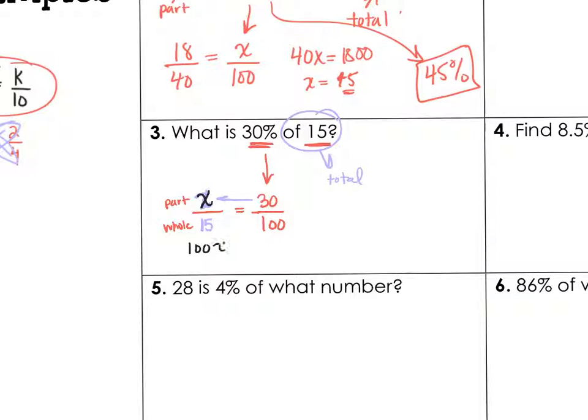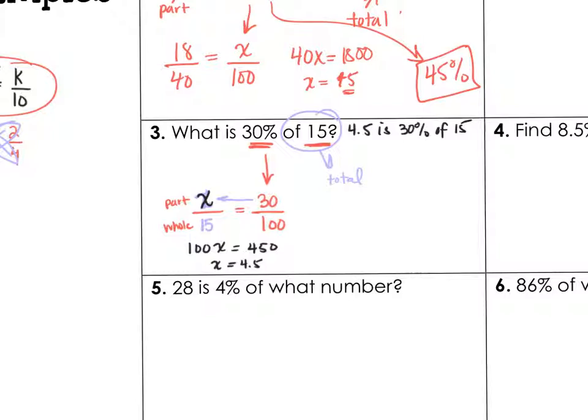We could do our cross products here. 100x is equal to, let's multiply, 450. Divide by 100 on both sides to get 4.5. So 4.5 is 30% of 15, which means that if you scored a 30% and there were 15 questions worth 1 point each, you only got 4.5 right out of 15.